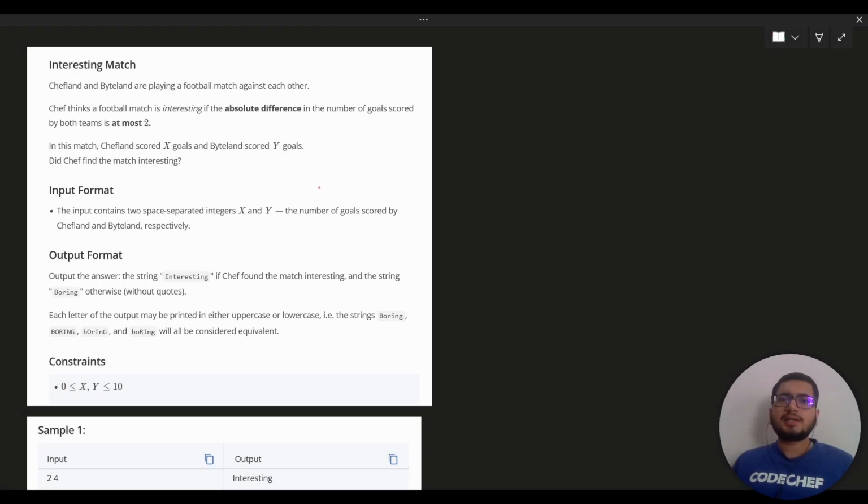The problem is Interesting Match. The problem difficulty is easy and there are no prerequisites. Let's have a read at the problem.